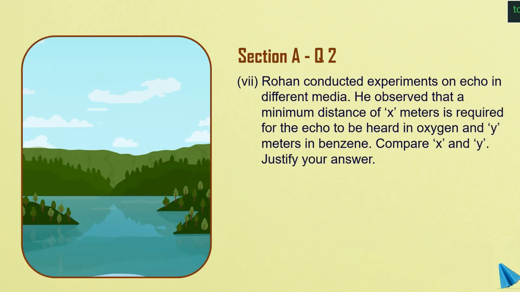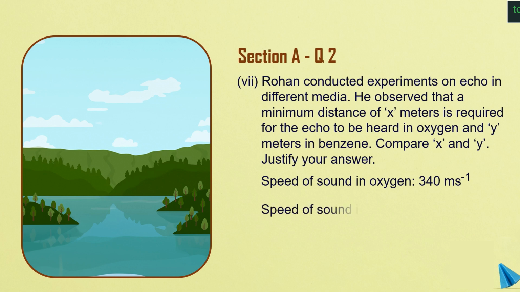Let's see a new problem. Rohan conducted experiments on echo in different media. He observed that a minimum distance of x meters is required for the echo to be heard in oxygen and y meters in benzene. Compare x and y. Justify your answer. Speed of sound in oxygen is 340 meter per second. Speed of sound in benzene is 200 meter per second.